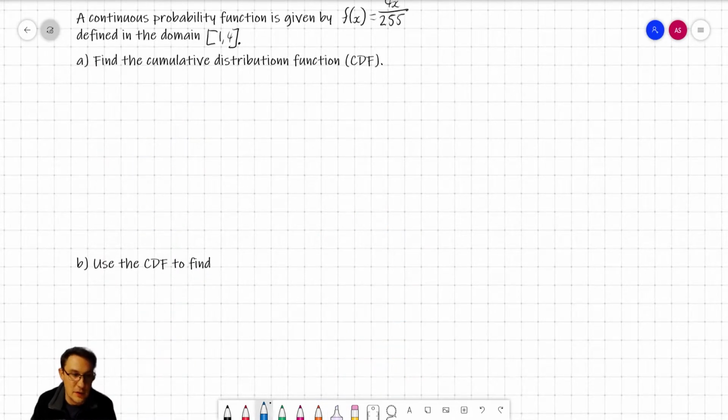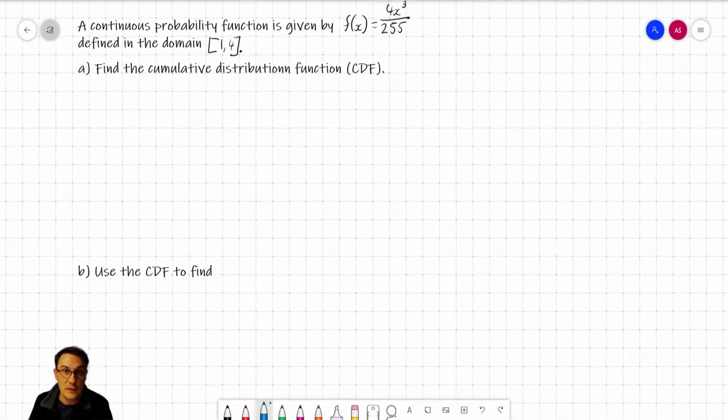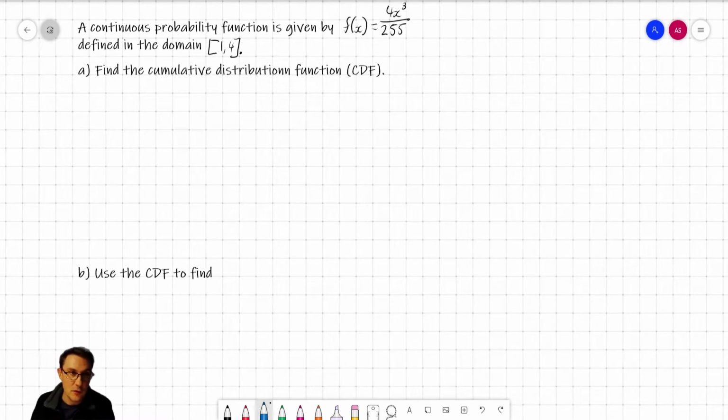We have this example here where we're told that a continuous probability function is given by f of x is equal to 4x cubed over 255. Now, what we want to do here is we first of all want to be able to find a cumulative distribution function. Now, in doing this, in using our domain here, which is 1 and 4, we want to focus on this first point because this is going to be the starting point of this graph. And we're going to use that as one of the points.